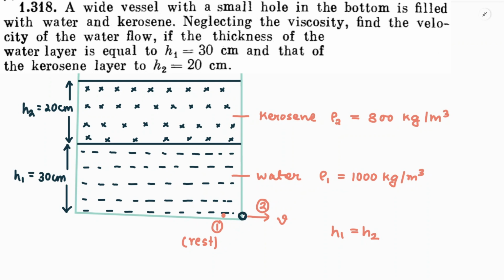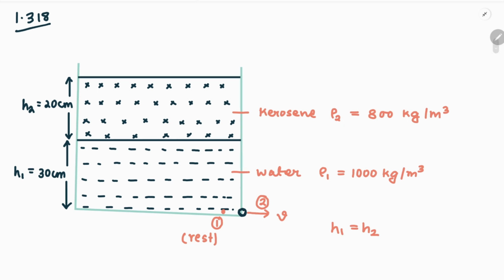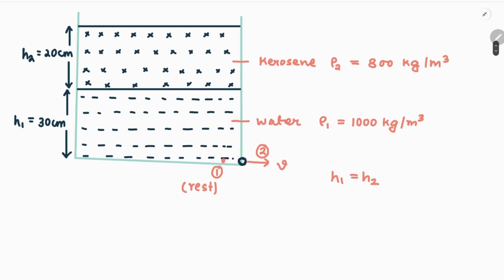So this is the diagrammatic representation of the problem which we have drawn on the screen. So we have water which is a more dense liquid having 1000 kg per meter cube. Kerosene, which is immiscible with water, is having density 800 kg per meter cube and hence floats on the surface of water, and a small hole is made over here at the bottom of the fluid. Now we are going to apply Bernoulli's principle between point 1 and 2.